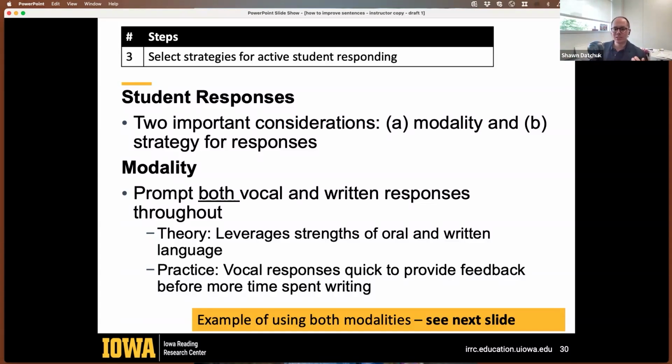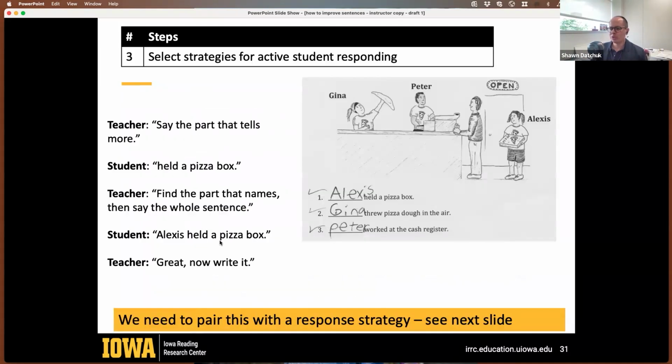And then in practice, students can usually produce vocal responses a lot quicker than writing. I'm sure you all either have a student now or have had a student where once they write something, the first draft is the last draft, and they're very reluctant to engage in further editing. So if you can hear their responses before they write them, that gives them an opportunity to edit before they write.